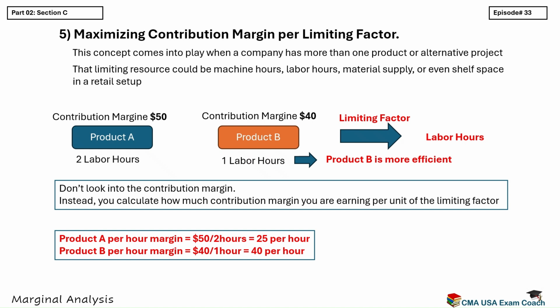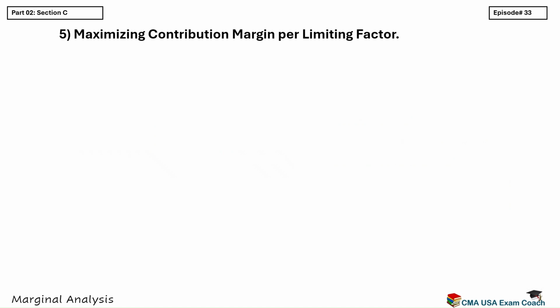It's not about producing the product with the highest unit profit. It's about earning the most contribution from the resource that's in short supply. And this kind of situation is very common in the real world, especially in manufacturing, project planning, and budgeting. CMA students should be very comfortable with this idea because it connects directly to operational efficiency and strategic decision-making. In the upcoming slide, we'll see a detailed example where we'll calculate contribution margin per limiting factor and decide which product the company should prioritize. Let's discuss and understand with a real example.